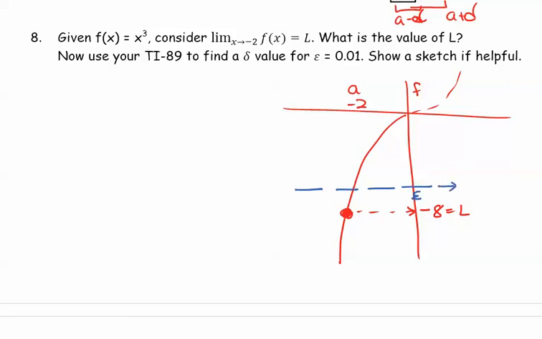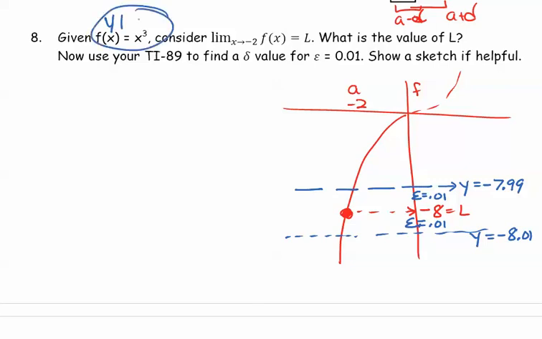So if we want an epsilon value of 1/100th, then this line in my calculator, I'm going to enter the horizontal line, -7.99. And I want to stay between that epsilon value on the other side of 0.01. So this line in our calculator would be at -8.01. So we're going to enter our f of x as our y1 function, or you could put it wherever you want to in your calculator, of course, and I can enter these two lines as our y2 and y3.